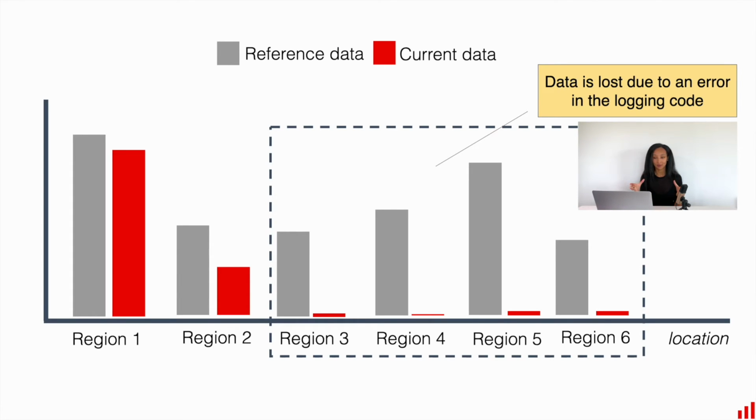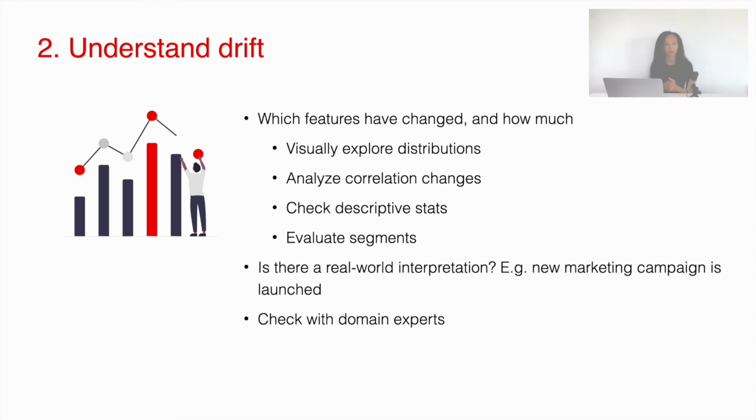For example, it can be a case where part of our data was lost due to an error in the logging, and in this case we can see quite huge differences in the distributions, for example, from regions. And the problem actually was that for some regions we had problems with the logging. In this case, we really don't need to retrain our model, right? We need to go back to the logging system, solve the issues, and, well, continue to use our existing model.